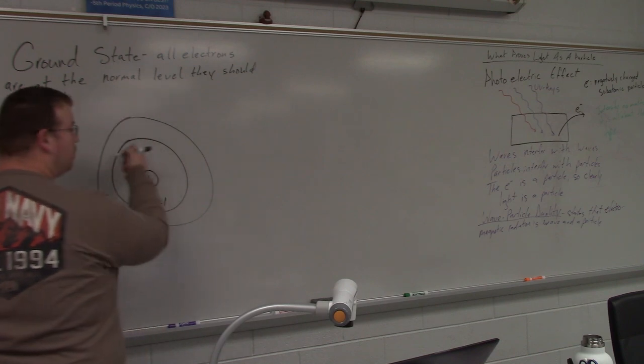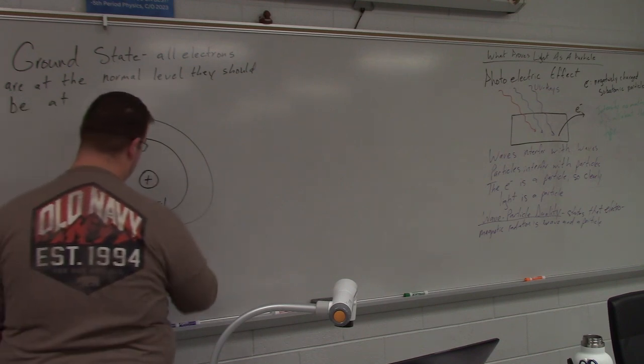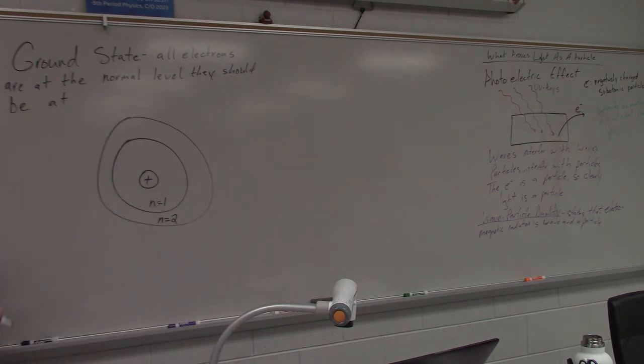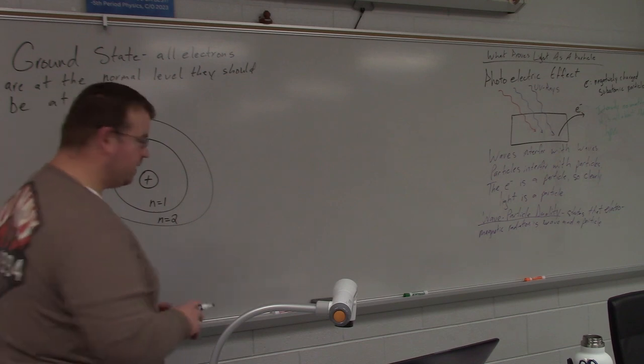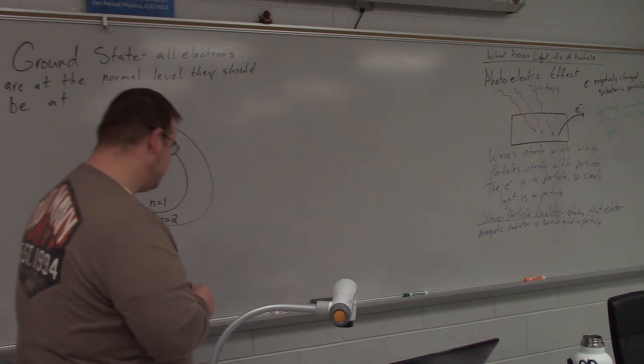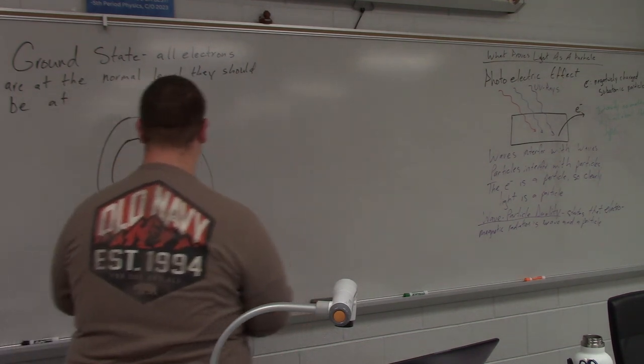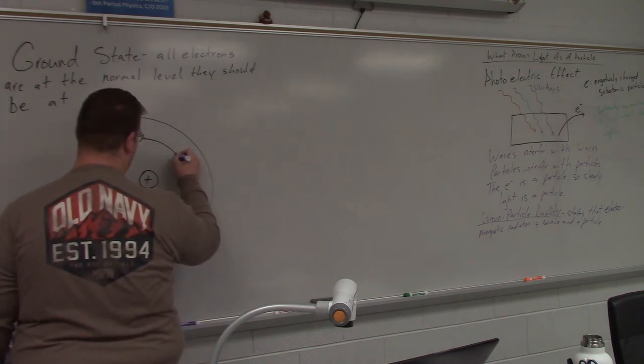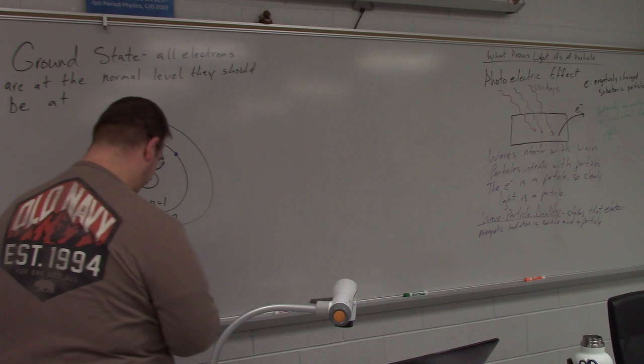So the first circle is the first energy level. N stands for energy level. And the second circle is the second energy level. This can keep going on and on, but I just need the first two for an example. So what happens is we have an electron here in the first energy level.